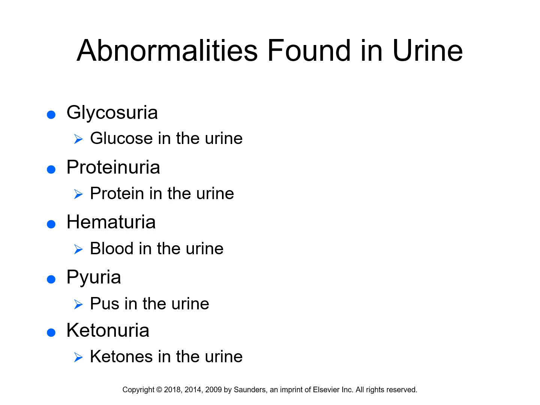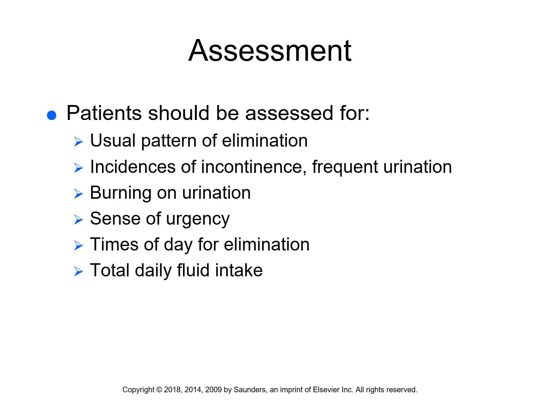So there's ways that we test it, but these are abnormal, should not be in the urine. We should filter and do what we're supposed to and hold on to these things. They shouldn't spill out. So, assessment. Patients should be assessed for usual pattern of elimination, incidences of any incontinence or frequent urination. If they're having to urinate every 15, 20 minutes, every hour on the hour, there's an issue and a problem. We need to talk about it. Now, if they're taking a diuretic, they're going to, so you need to understand that. Burning upon urination is not normal. We need to assess that.